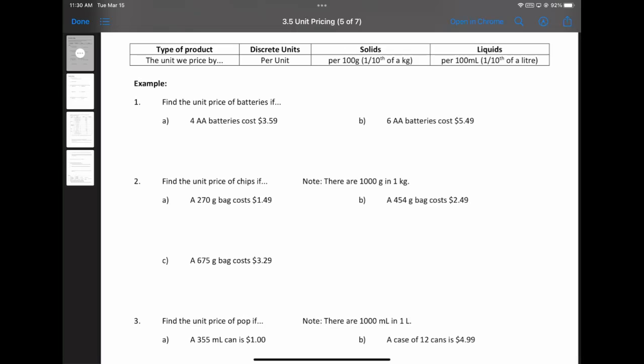So what we do with unit pricing is always figure out the price per unit. So we always do price, in this case 359, divided by the number of units, in this case 4, and 359 divided by 4 works out to be 0.8975, which I'm just going to write as 0.90. So it's essentially 90 cents per battery.